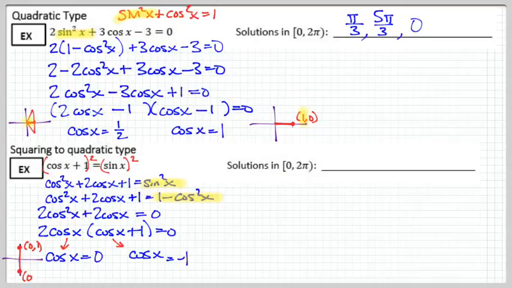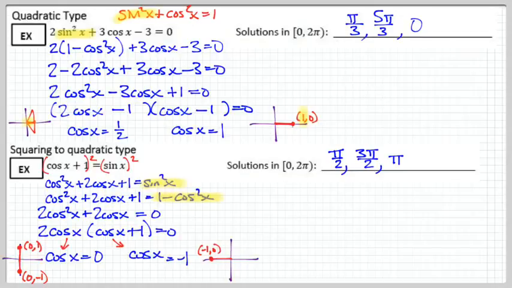So in this case, I have some solutions here and some solutions here, but I need to make sure I check my answers. Oh, let's go back. Let's think about this now, because remember, when we square it, we always have to be careful. So let's consider pi over 2 and 3 pi over 2. That's this diagram right here.